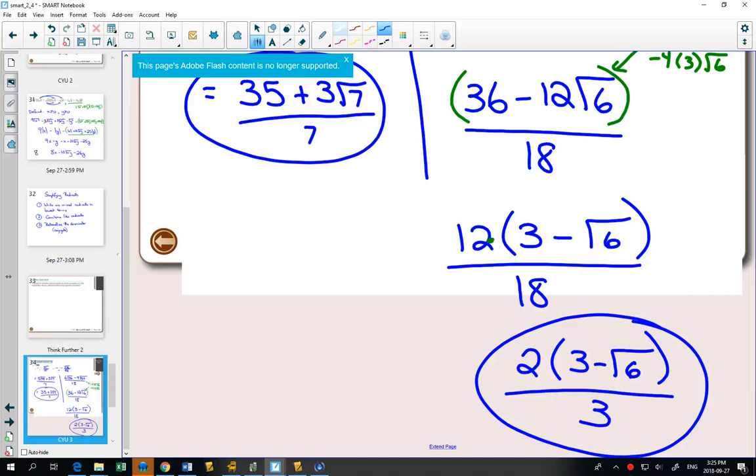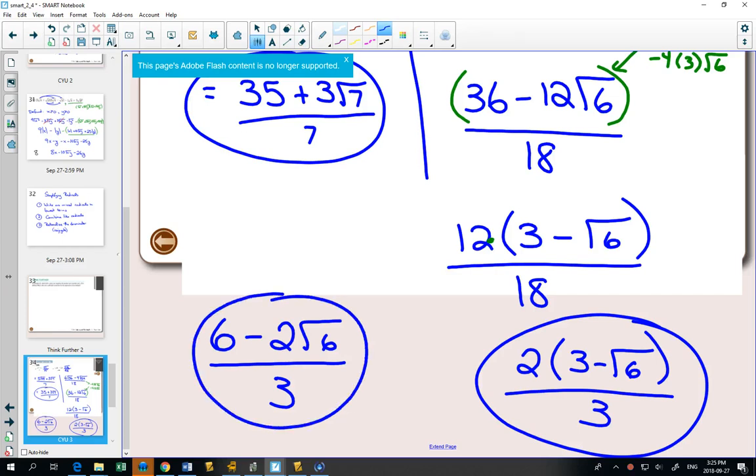Question. The answer, do they have the answer as 6 minus 2 root 6 over 3? Yeah. So they've distributed after they simplified. And you get the same thing. Okay? If you left it factored or distributed it after, technically having the brackets is not simplified. Simplified would mean no brackets are left. Expanded completely.